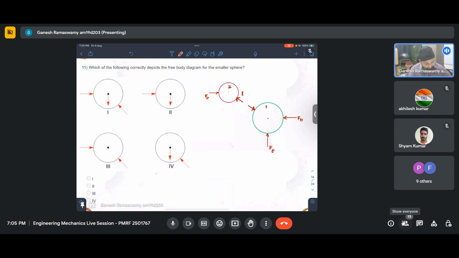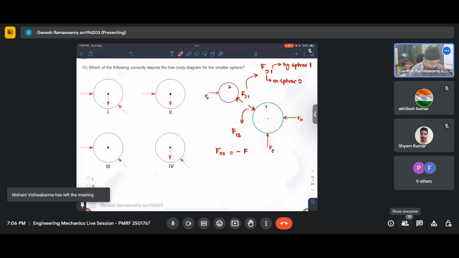This we will call F21. What does this mean? F21 on sphere 2 by sphere 1. With that convention, we will call this, so what will this be? This will be F12. And by Newton's third law, F21 is minus F12.